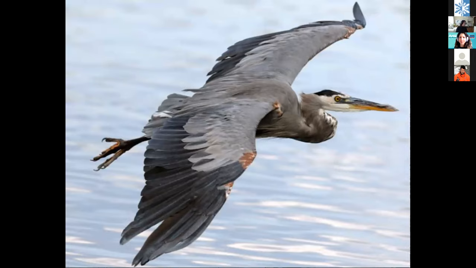Flying bird. Sorry. Okay, as the same picture, exactly. This bird has also a long beak, big wings, long neck, rather stretched legs.